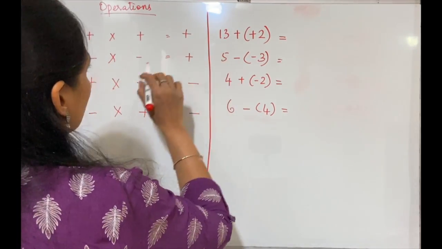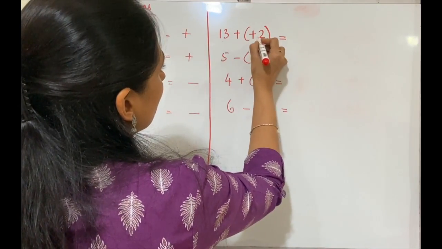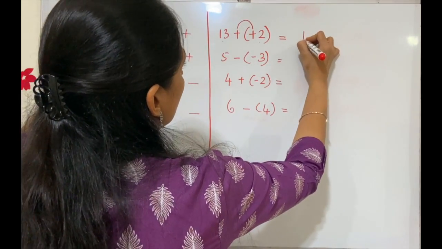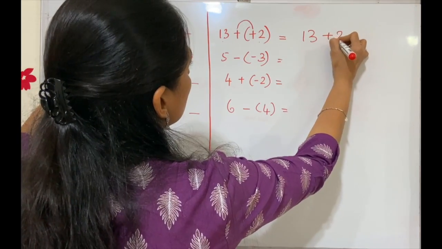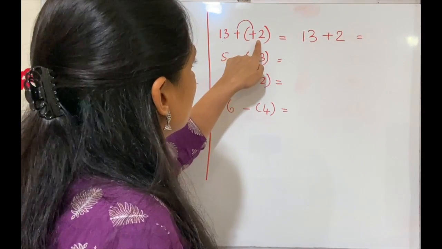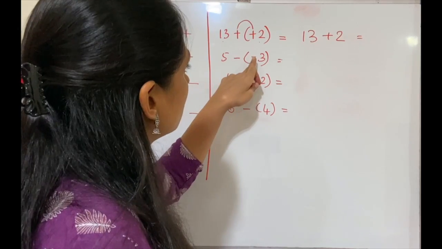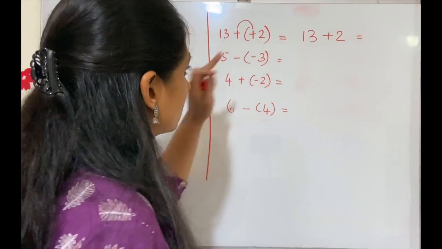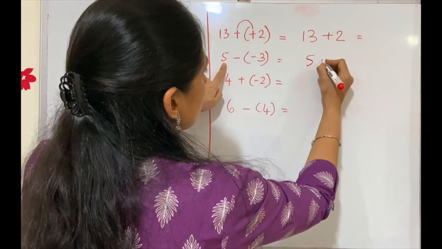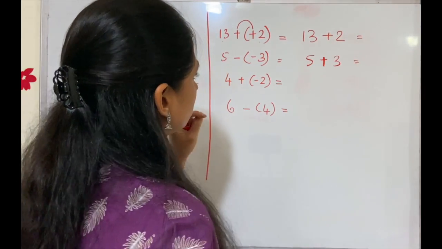Okay. So now I told you plus into plus is plus. So I am going to multiply these two. So this into this will become plus. So this becomes 13 plus 2. Okay, plus into plus is plus, so this becomes just 13 plus 2. Minus into minus is plus, so I'm going to write 5 as it is. Minus into minus is plus, I'm going to put plus here. This number as it is, I'm going to write.